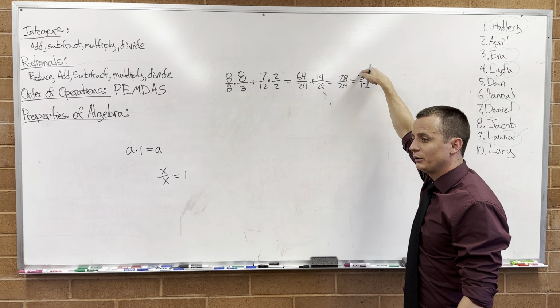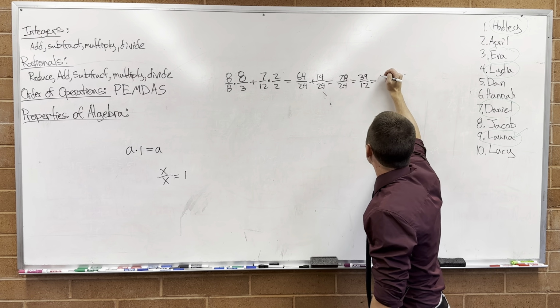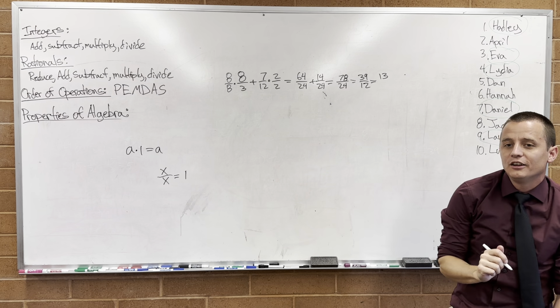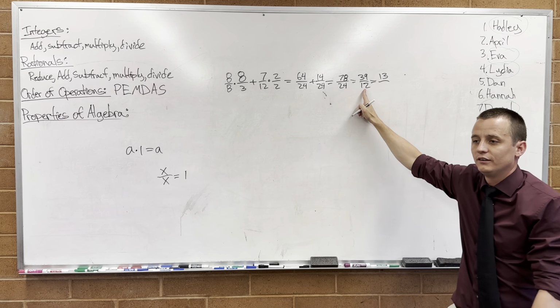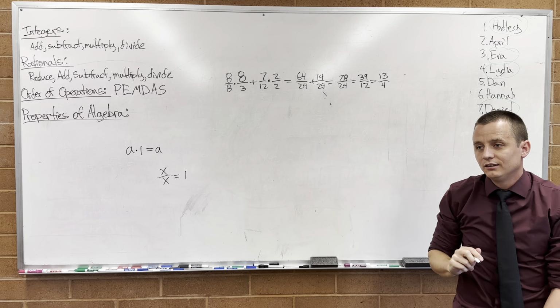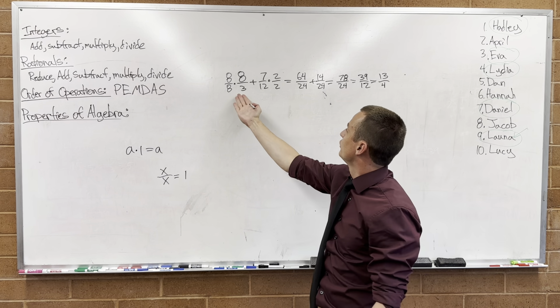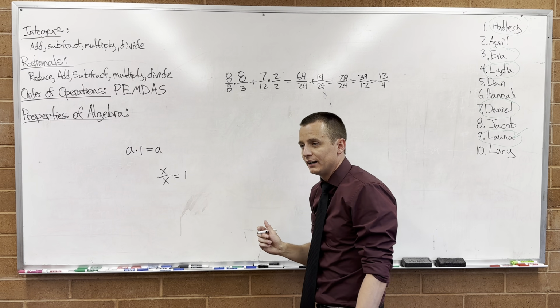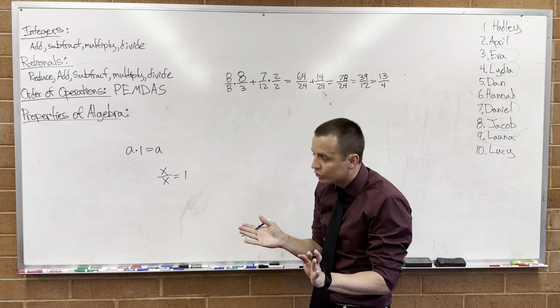13. He's right. Just waiting for someone else to say it. 13. Someone else is thinking too? Okay, 13. And how many times is 3 going to 12? 4. 4 times. So we get 13 over 4. Yay. Now we happen to have chosen 24 as our common divisor. It works. We could have just as easily used 12 though.